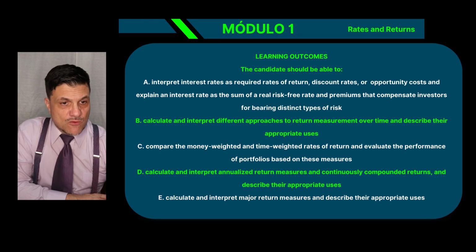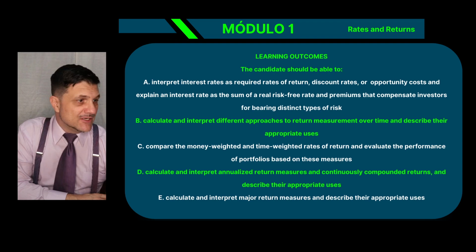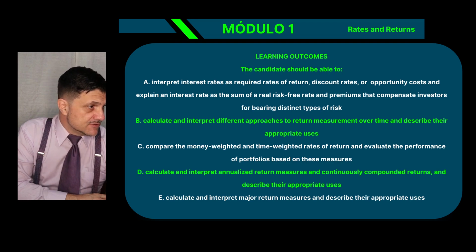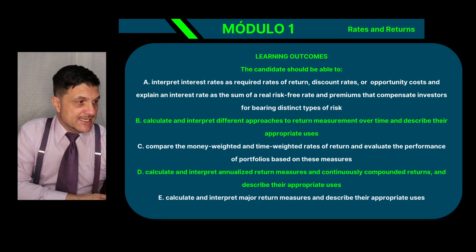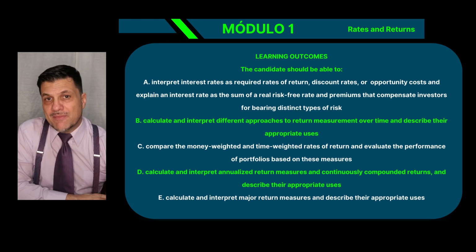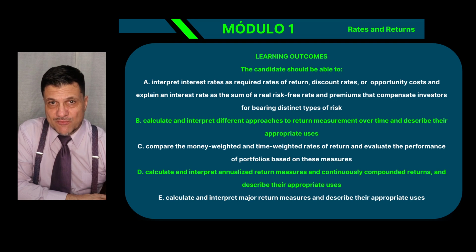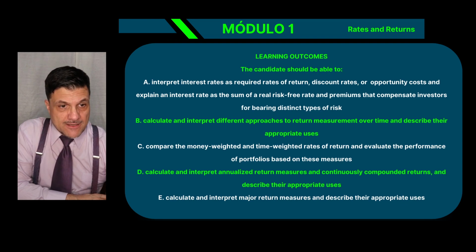The next one is calculate and interpret return measures in continuously compounding return. So that's learning outcome D. The continuously compounding. This is about different frequencies of compounding, which is important. Not only continuously compounding, but also daily, semi-annual. Those are important. Finally, calculate and interpret major return measures and describe their use.